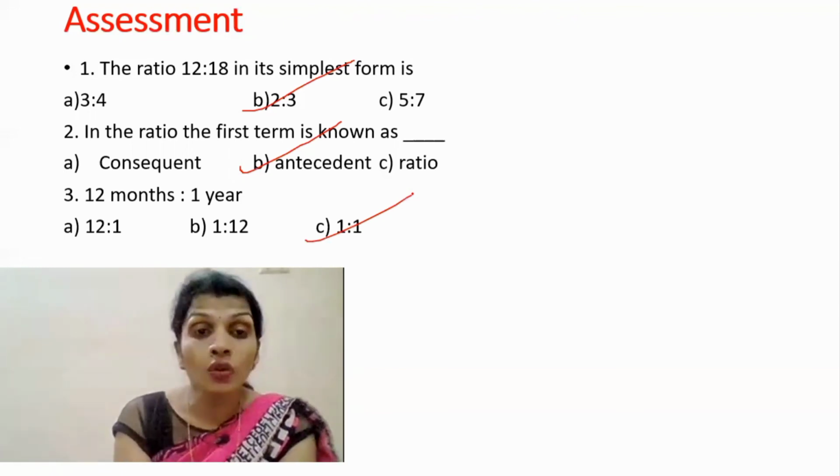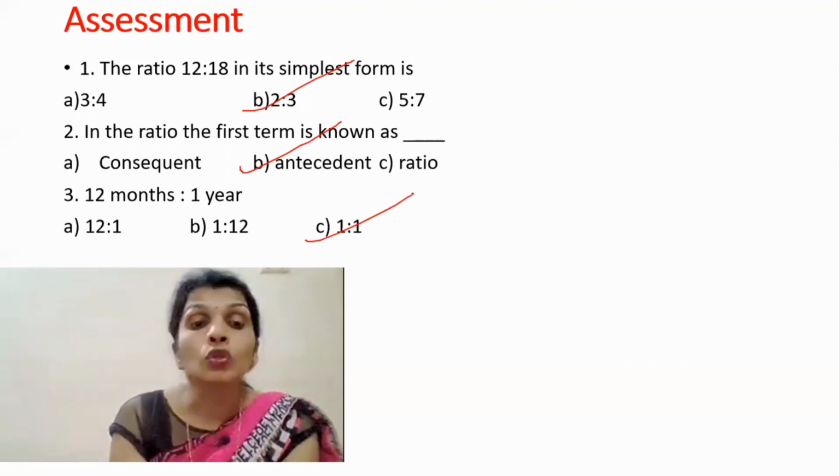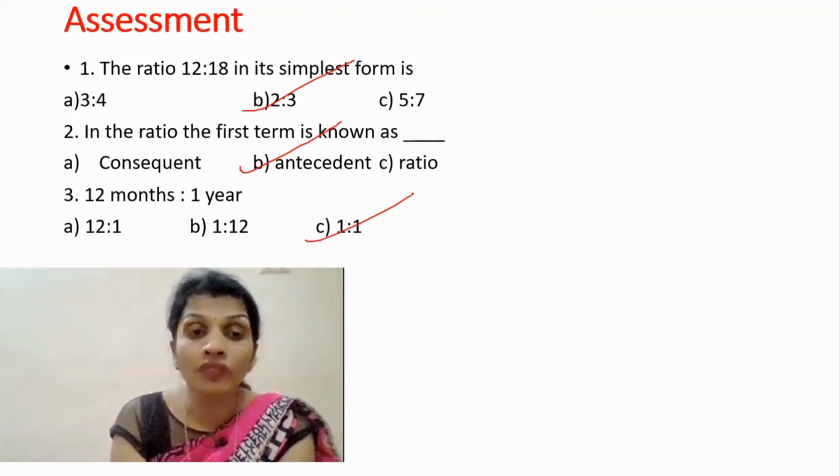So students, I hope you have understood the ratio and how to convert it into its simplest form. To convert it into simplest form, what do we have to do? We have to divide it by its HCF.